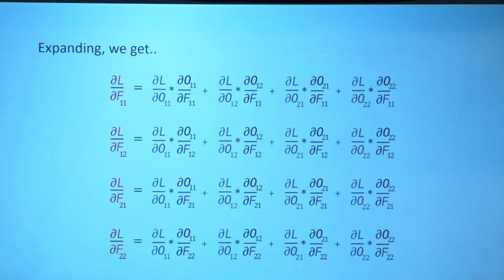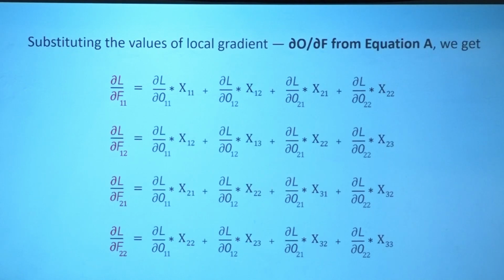Within these equations, we already computed something in the previous slides. Local gradients we have already computed, right? What are the local gradients? Dou O by dou F's were already calculated. What is this dou O 1,1 by dou F 1,1? Corresponding input x1,1. Remember? From that slide where I labeled local gradients, if you substitute the values, what you will get is this one. Am I correct?